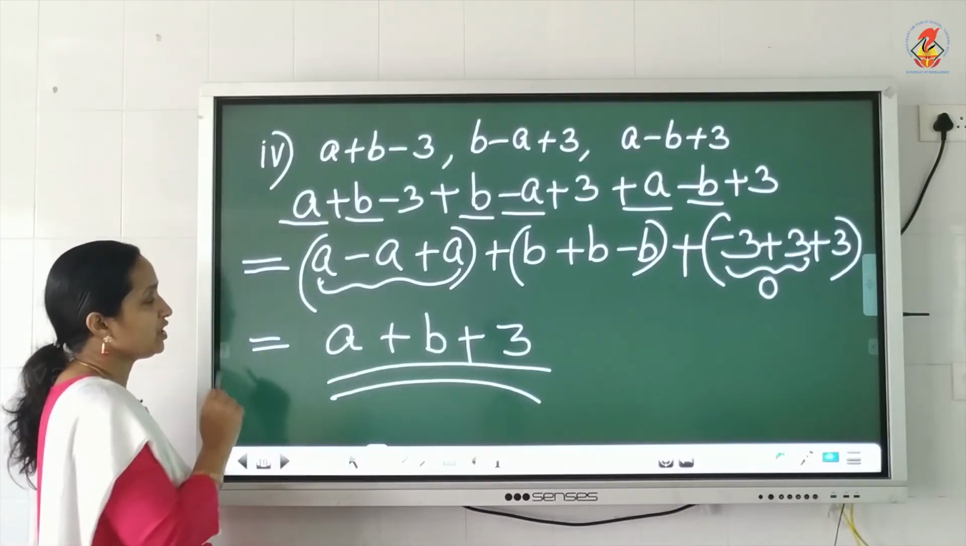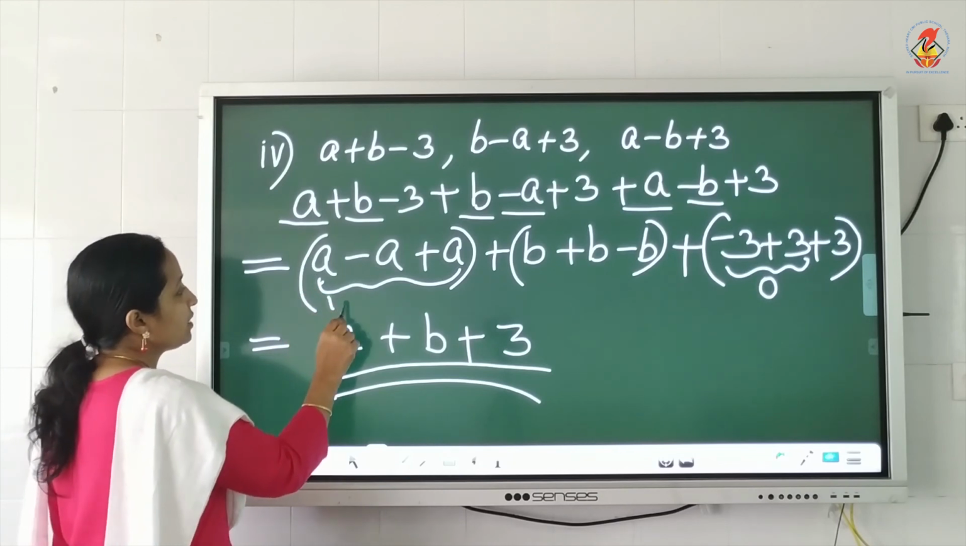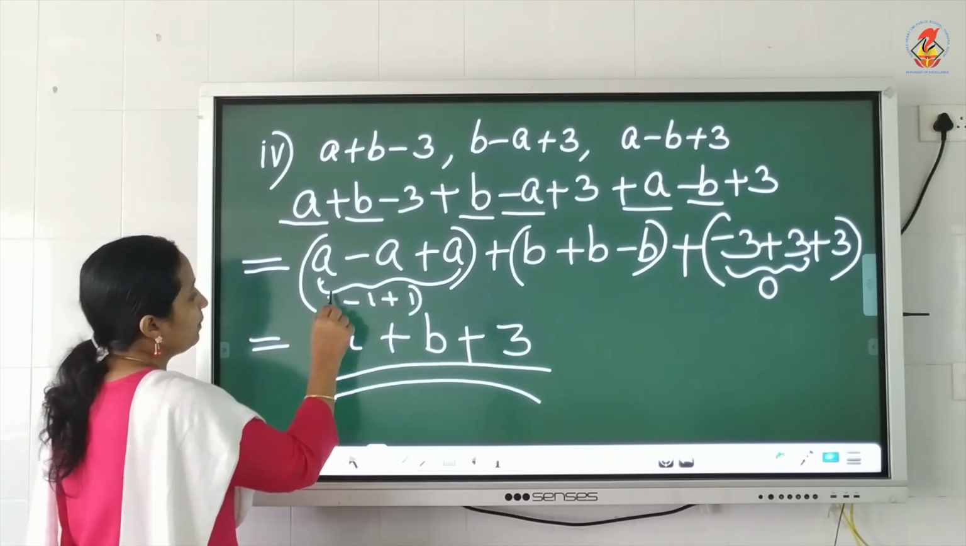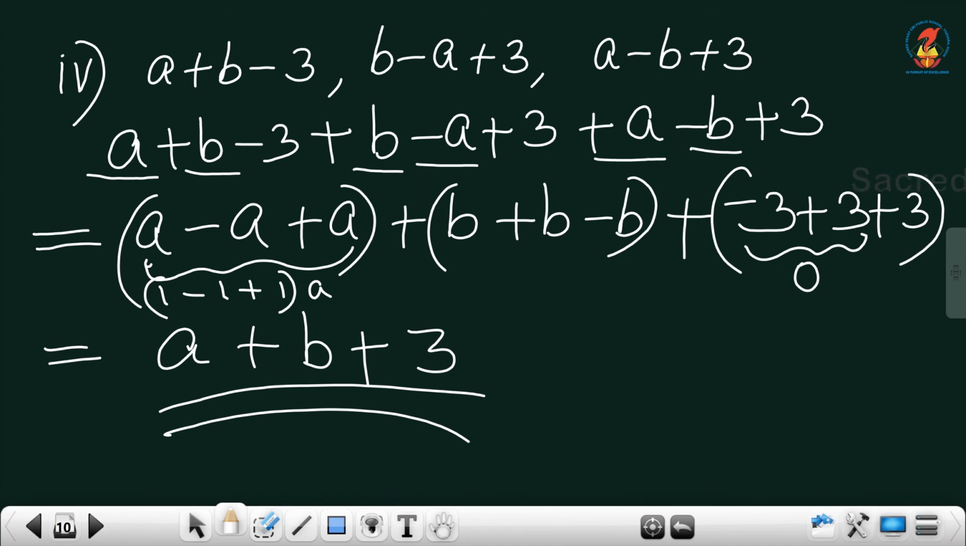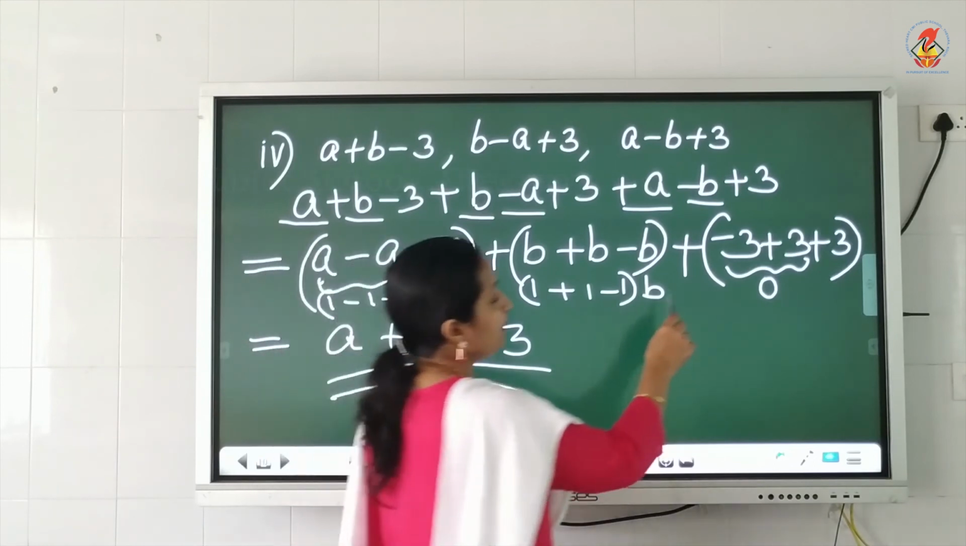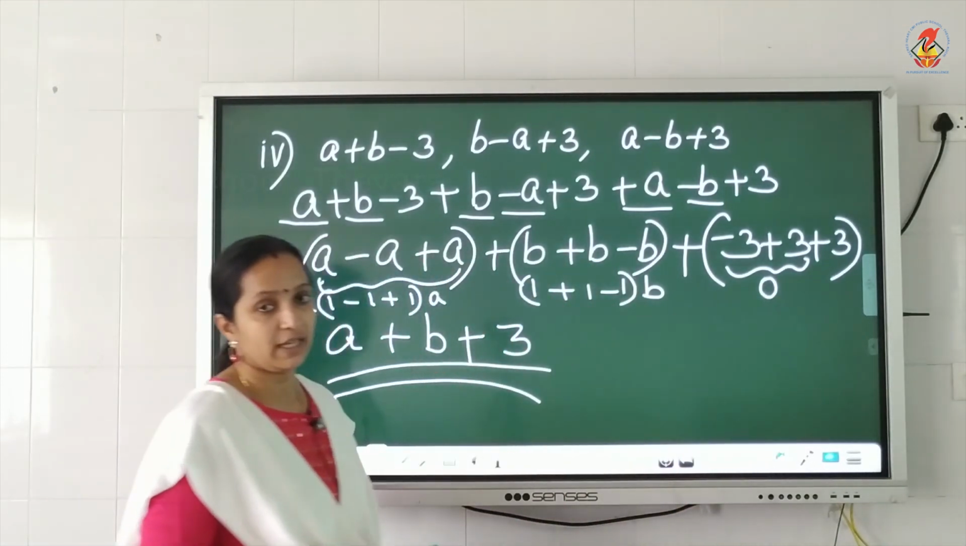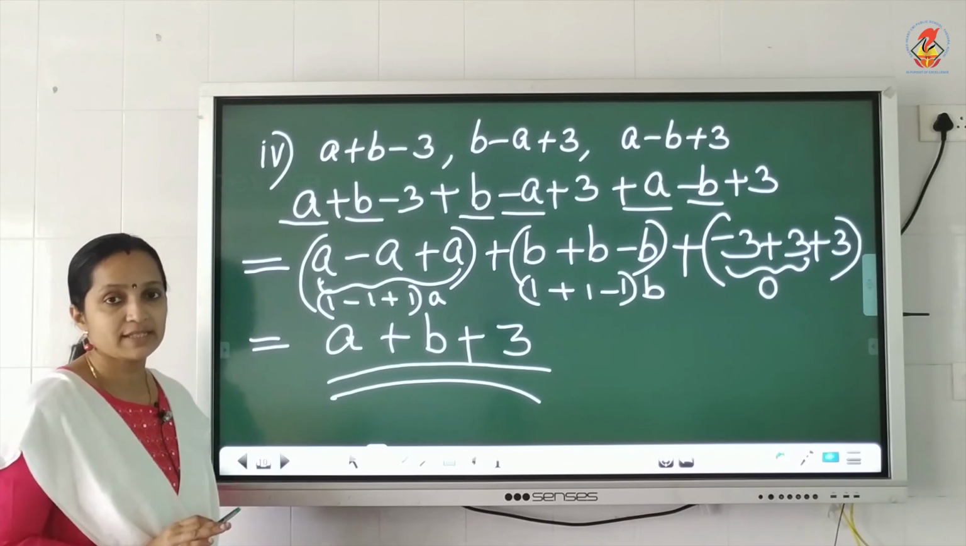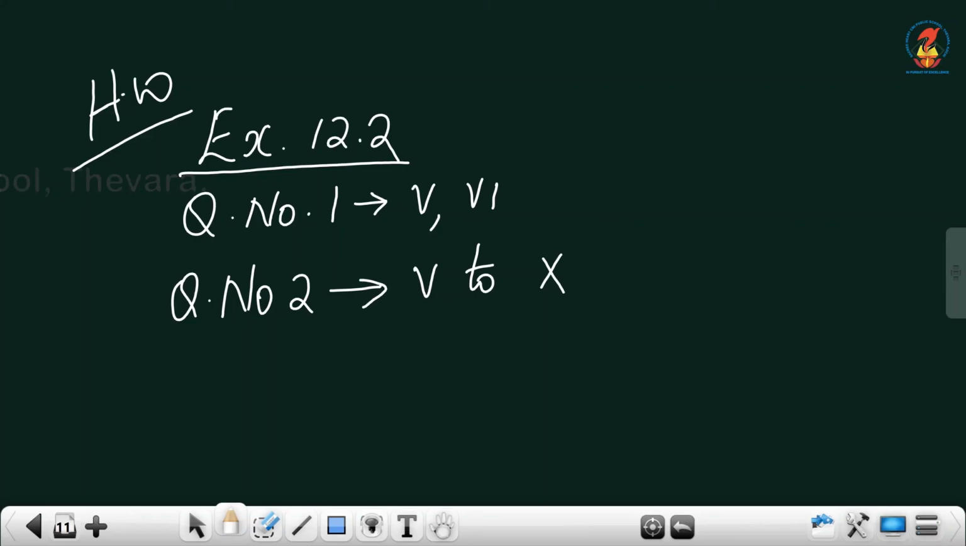Here the numerical coefficient is 1. So 1 minus 1 plus 1 in brackets, like this way it will come. So 1 minus 1 is 0. 0 plus 1 is 1. 1A means A itself. Like the same way, this is 1 plus 1 minus 1B. So what is the answer? 1 plus 1 is 2. 2 minus 1 is 1. So we can write 1B as B itself. And negative 3 plus 3, what is the answer? 0. 0 plus 3 is 3. I hope these answers are clear, and do the remaining questions as homework.